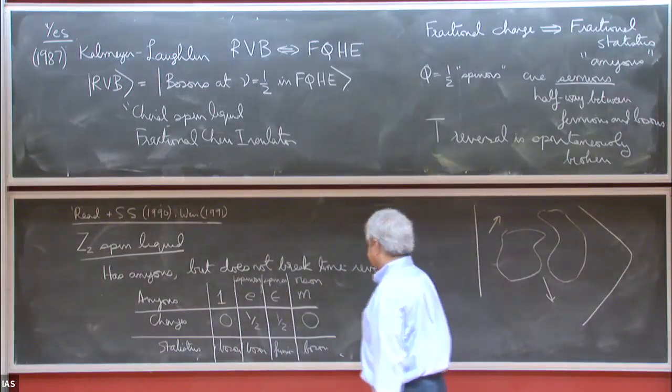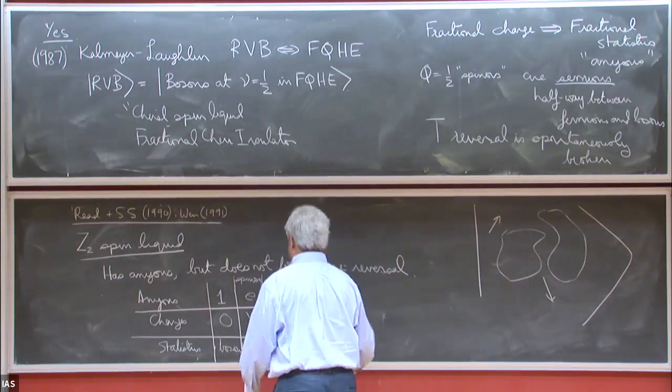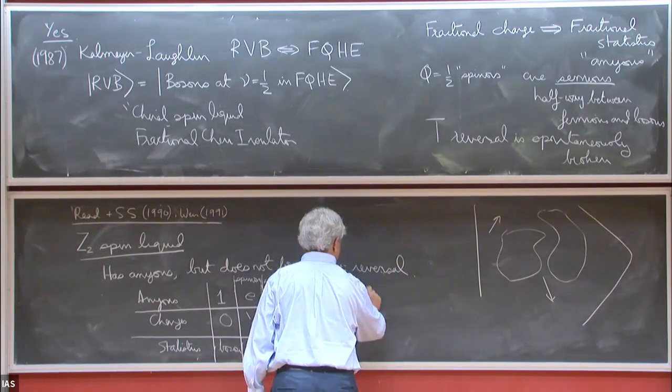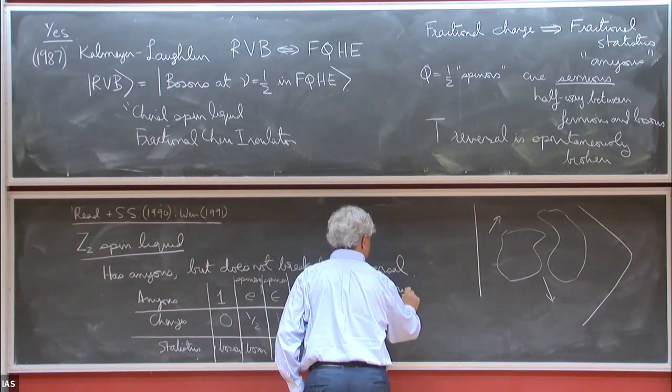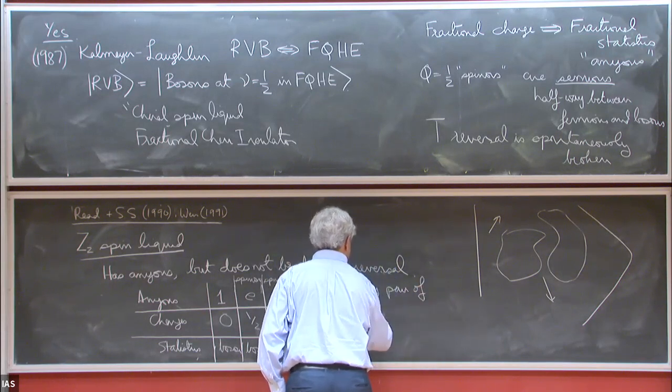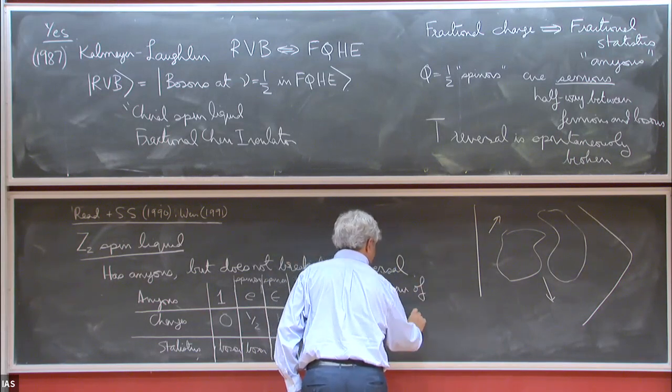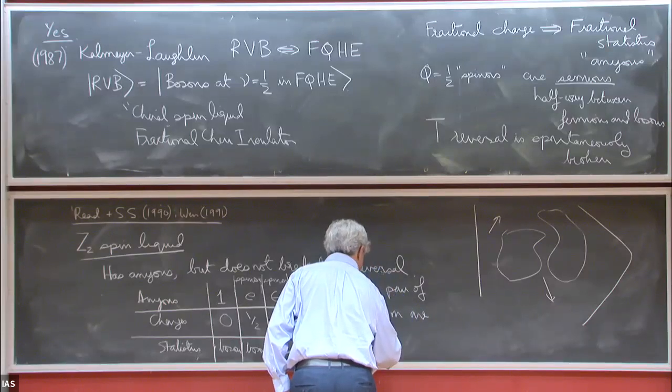And where's the fractional statistics? Well, any pair of E, epsilon, and M are mutual semions.